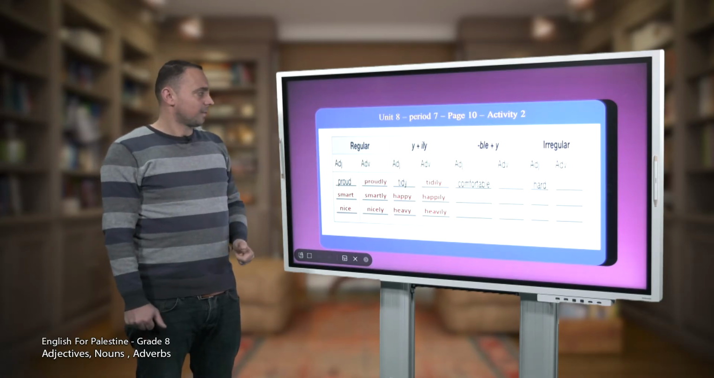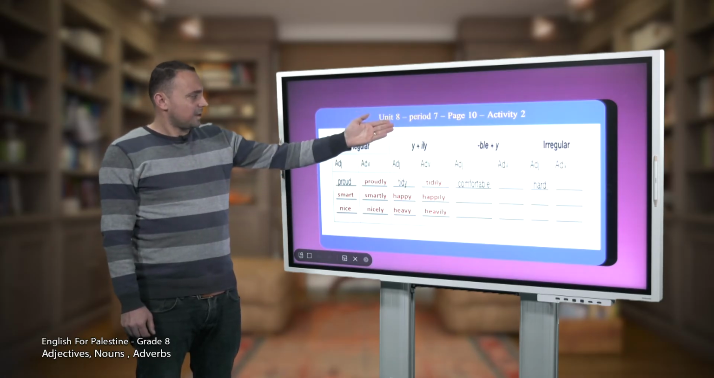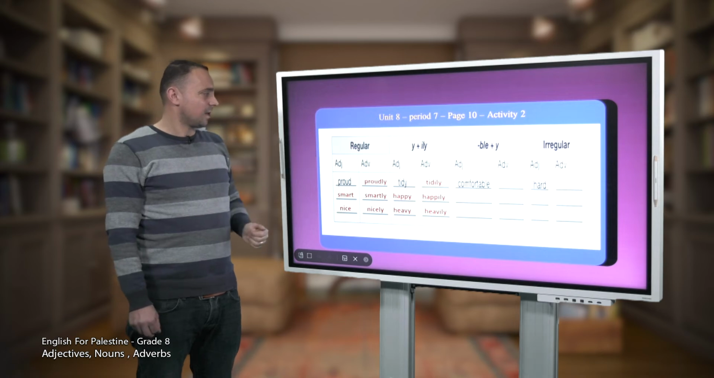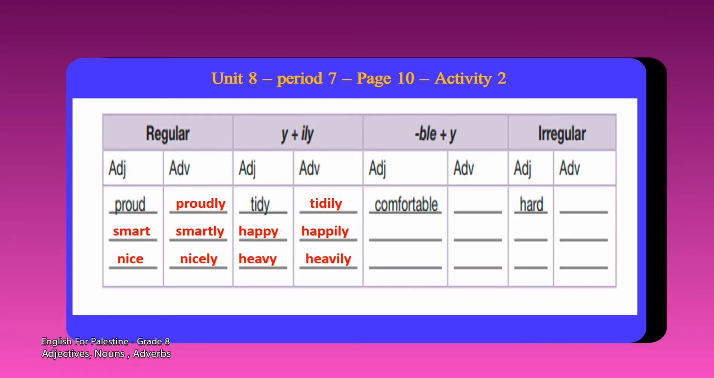Let's continue. Adjective, ble plus y. Comfortable becomes comfortably. Notice, comfortable ends with e. We omit the e and then we add ly. So when we have adjectives ending with e, we omit the e and then we add ly. Let's continue. Acceptable, acceptably. And terrible, terribly.